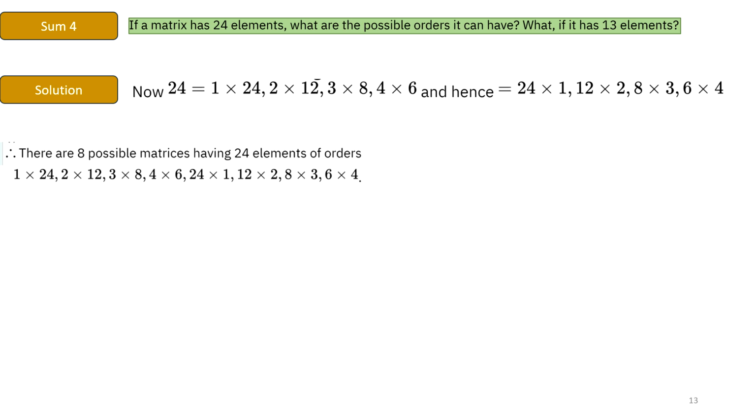For the second part of the question, 13 is a prime number and has just two factors. Hence, only two possible matrices can be constructed with 13 elements, of orders 1 by 13 and 13 by 1 respectively.